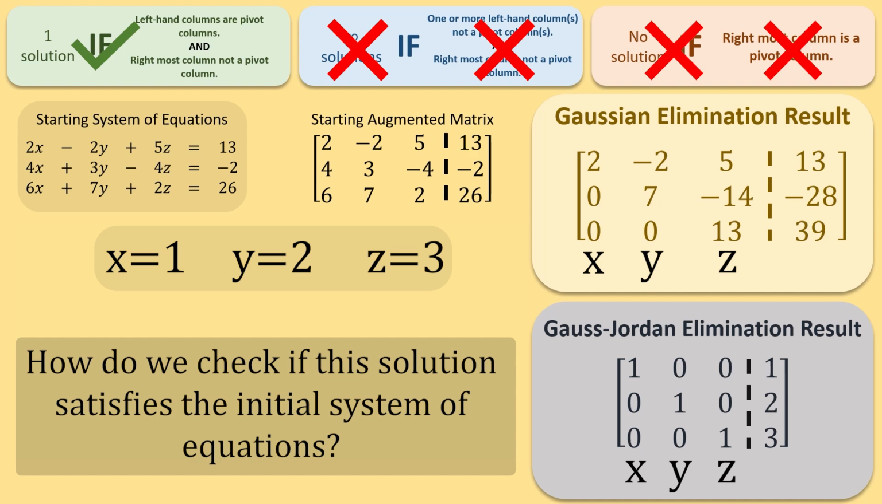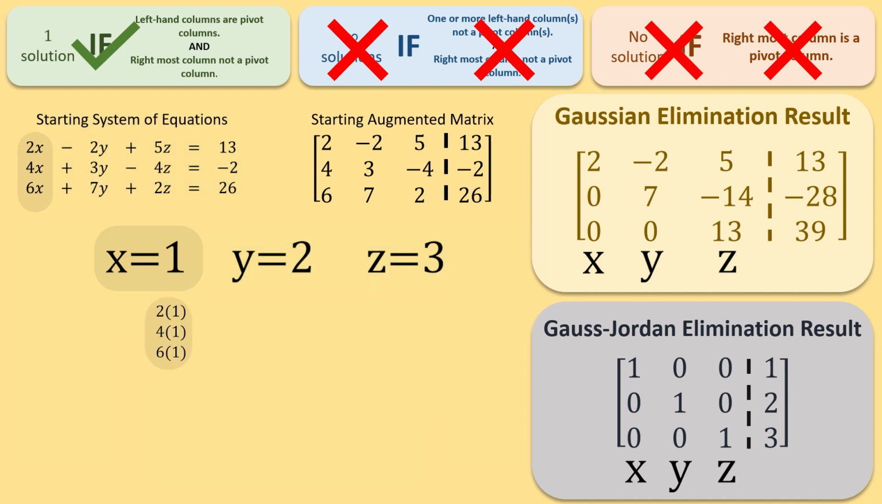To check that it satisfies this system, we plug these three values into the original system of equations. So we plug 1 in for x, 2 in for y, and 3 in for z.